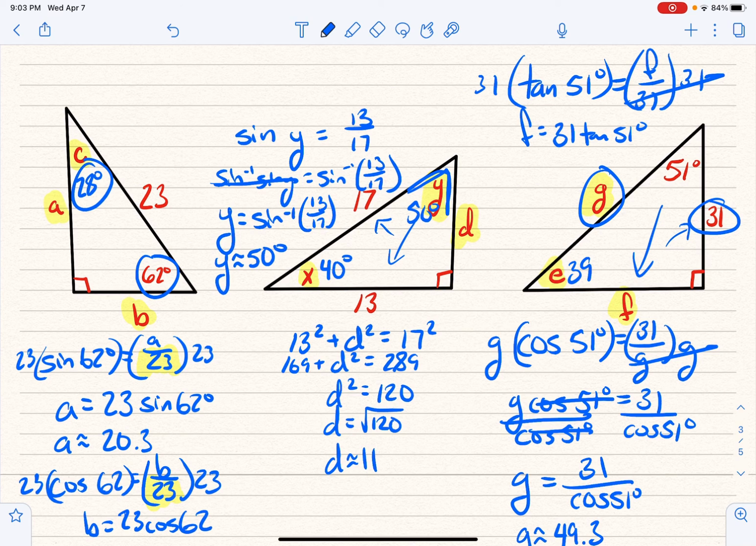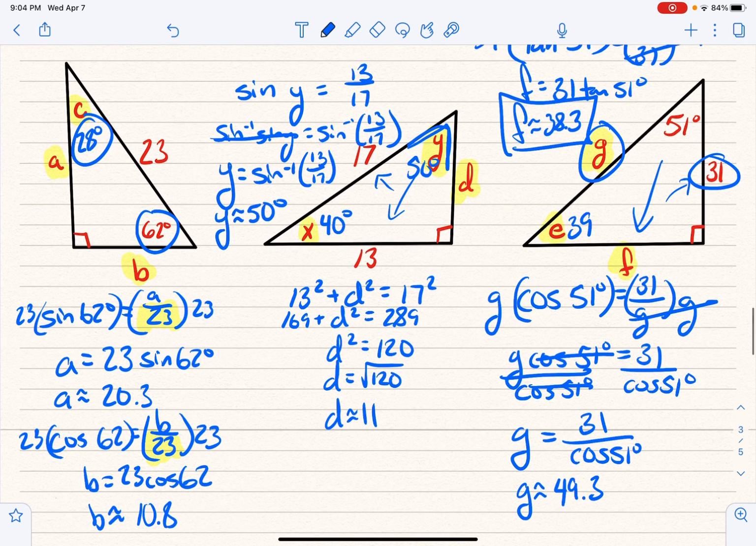And so I plug that into my calculator and say 31 times the tangent of 51 degrees. And I get that that's about 38.281. So that's about 38.3. Okay, so there's F. There's G, and there's E. Okay, hopefully you have all of those.